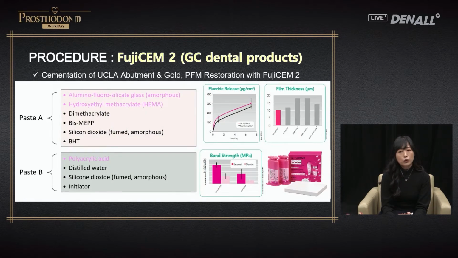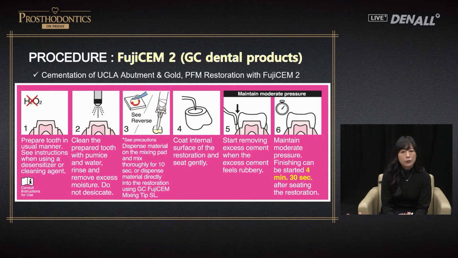Next, I'm going to give you an example of usage of Fujicem 2 from GC, which is an RMGI cement, for final cementation. Cementing an implant restoration with Fujicem 2 is very similar to doing it with a natural tooth. The inner surface, you sandblast it and clean it, place the abutment, clean it, and seal.